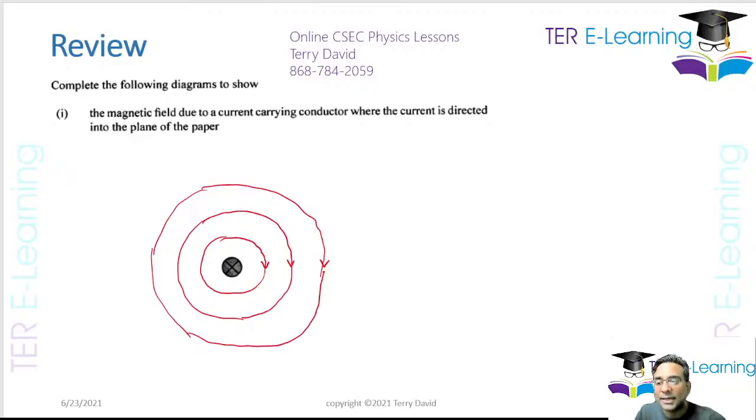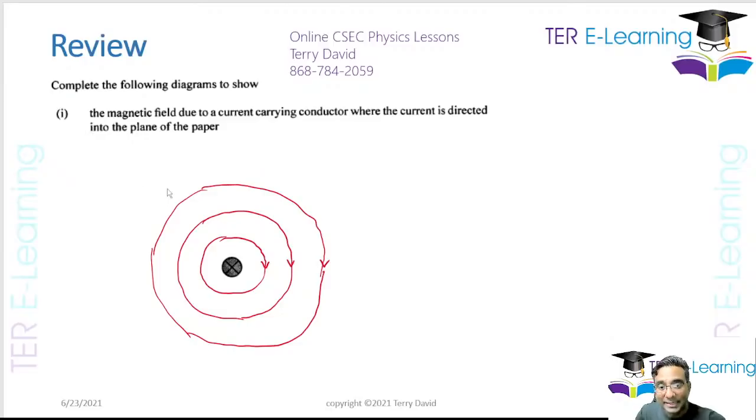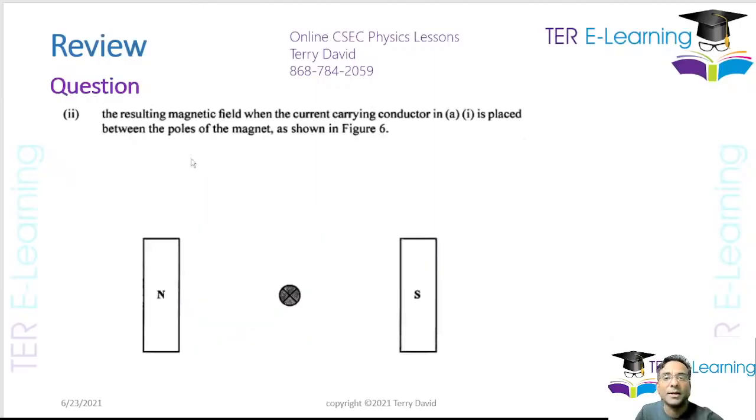Now, what they're leading up to here is a conductor being placed between a magnet. This is the field lines between a magnet. So if you put a conductor inside here, this magnetic field and this magnetic field will interact and the wire will experience a force, which is what they're going to ask you in the next part. They said the resultant magnetic field when the current carrying conductor is placed between the poles of a magnet. Now, this is basically the principle of what we call the motor effect.